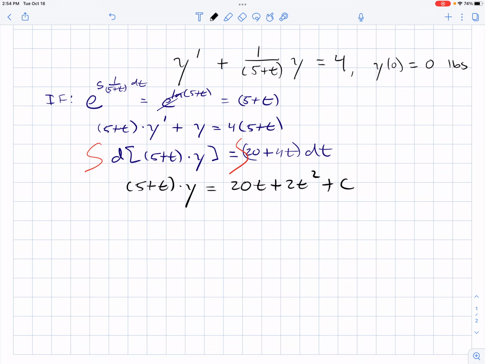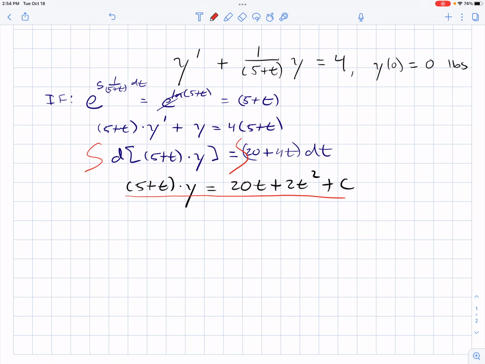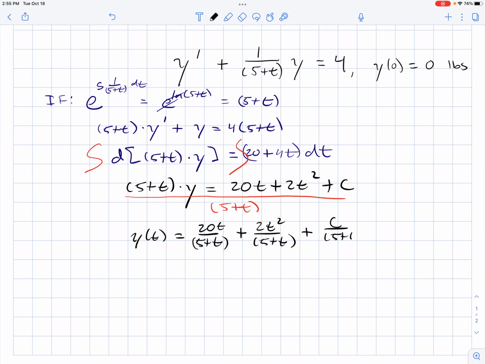Then, to get y by itself, we want to divide this whole equation by 5 plus t. Simplifying that, we have y, and I'm going to write y of t, being equal to 20 over 5 plus t plus 2t squared over 5 plus t plus c over 5 plus t.